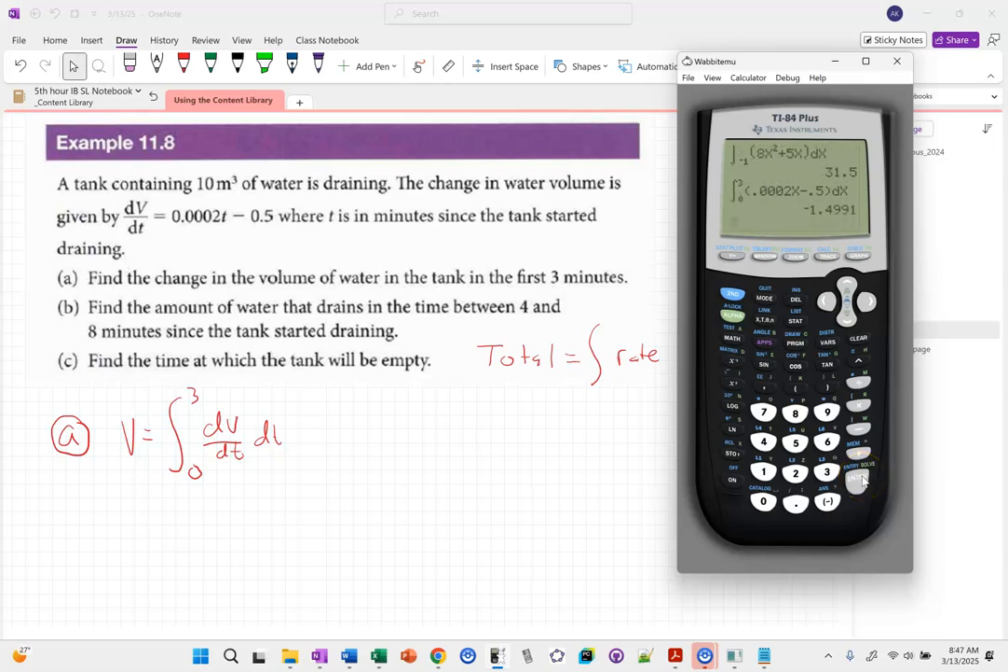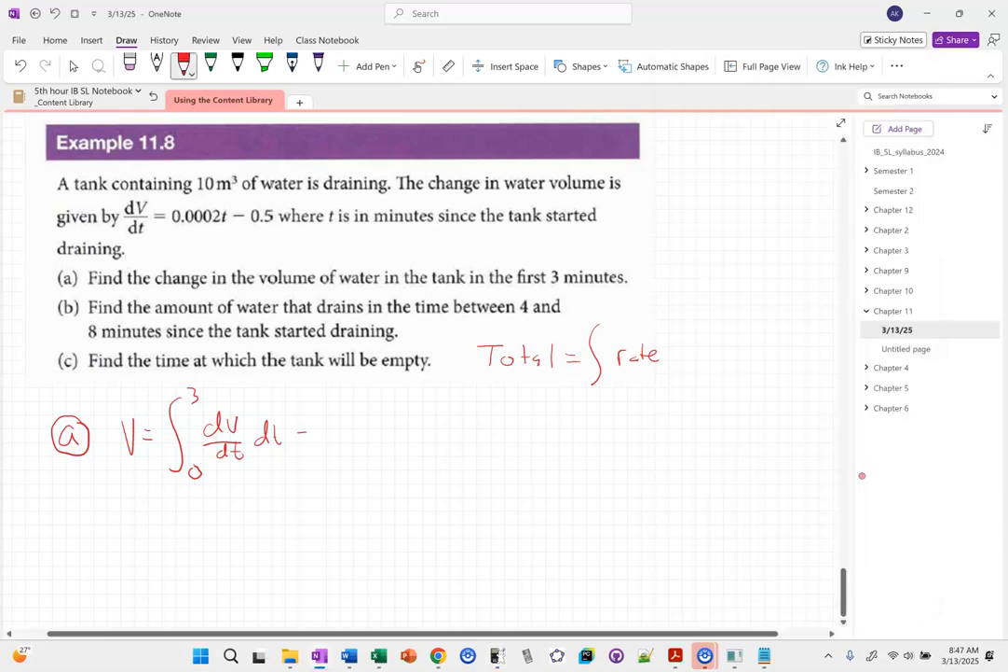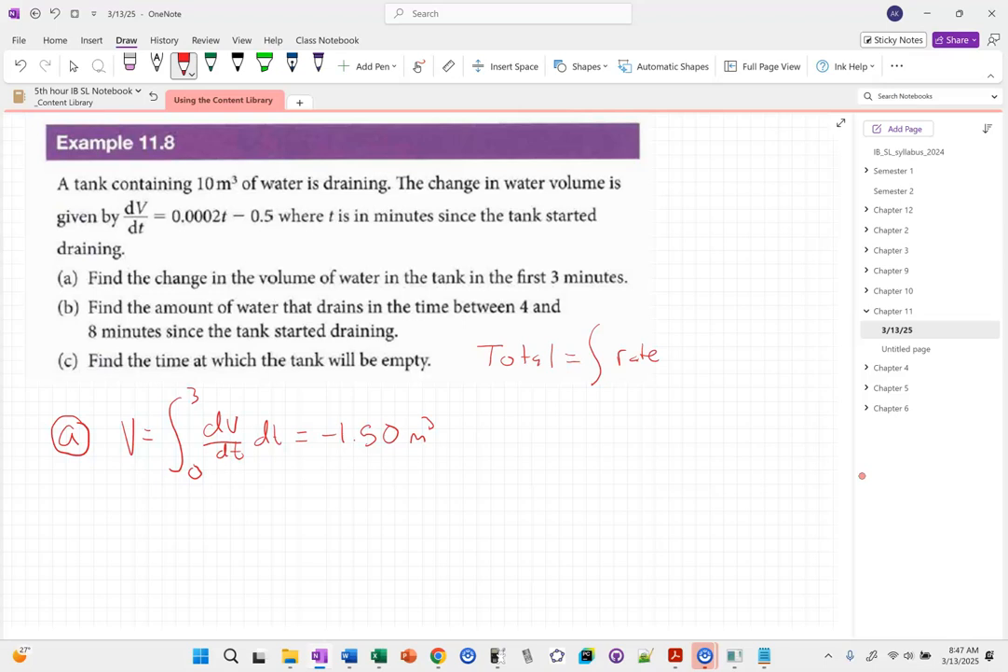So I get negative 0.4991, but we probably want to round that to 3 sig figs. So negative 1.50 meters cubed, i.e. the tank lost 1.5 cubic meters of water, right?